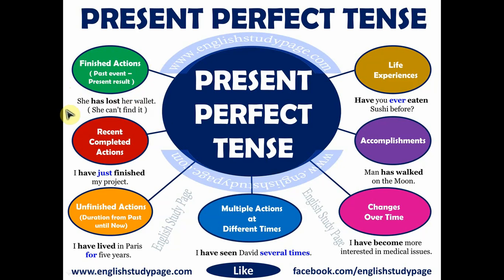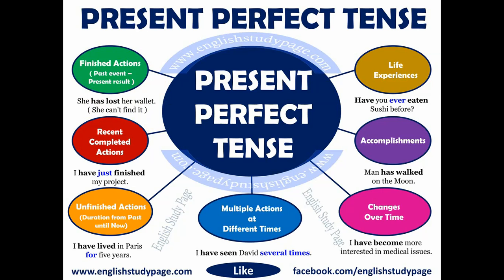For example, when I say she has lost her wallet, that means that she can't find it. So she lost it and she can't find it. So I say she has lost her wallet. That's a finished action that happened in the past but has a result.